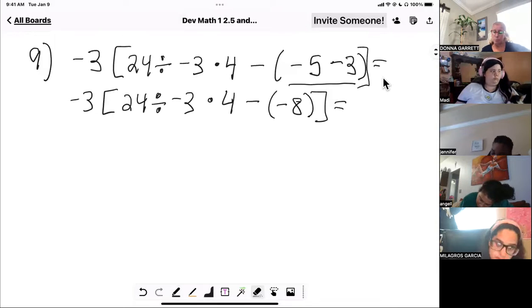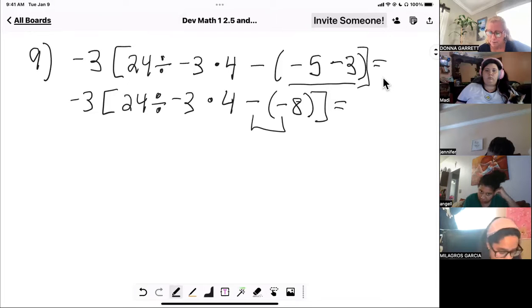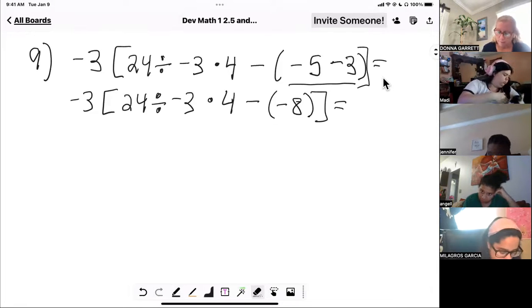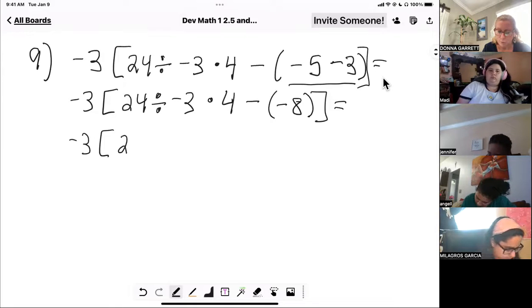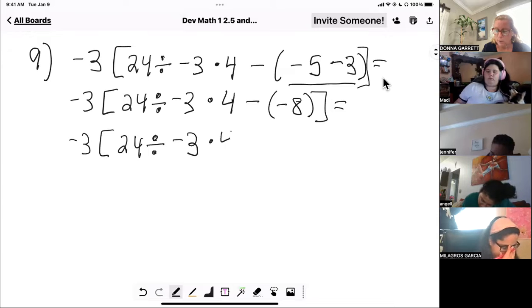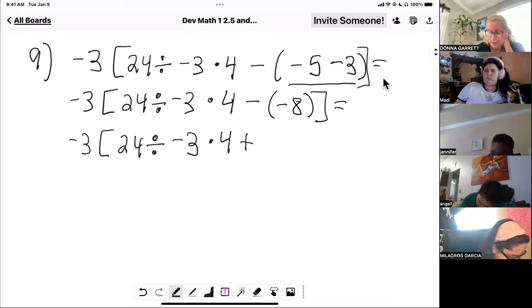The reason I kept it in parentheses is because I see these two negative signs, or two minus signs. I have to fix that. That's going to be the next step. -3 bracket 24 divided by -3 times 4. Now, a minus a negative, the opposite of -8, is +8.